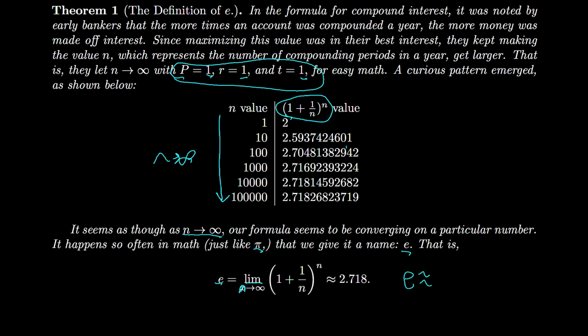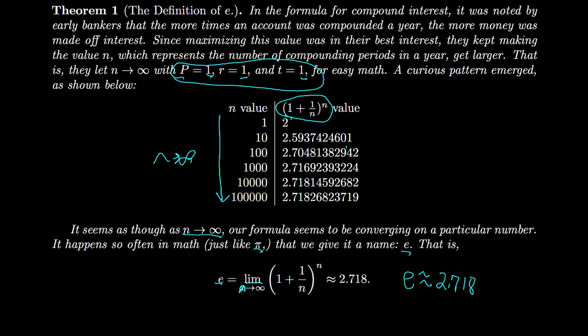E is a number, it's about 2.718. E, it's not a variable, it's a number, and it's about 2.718.